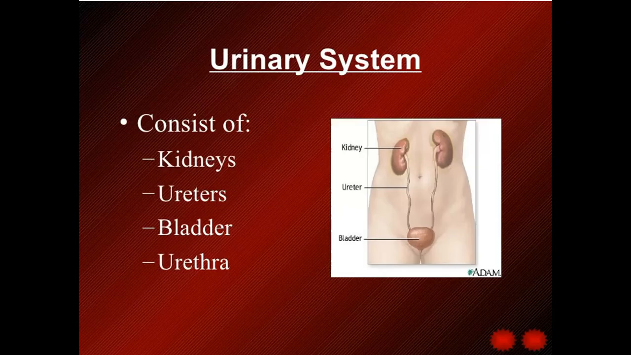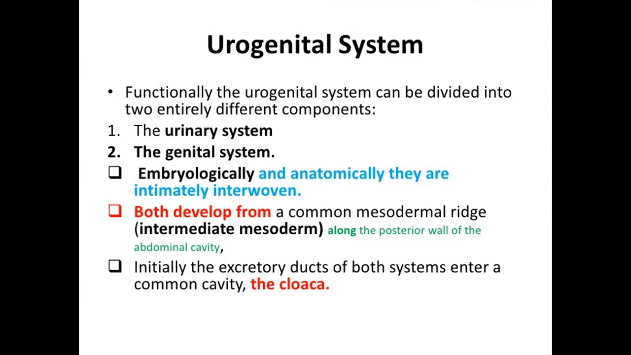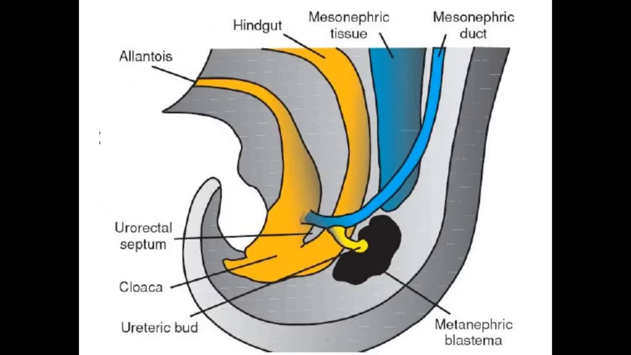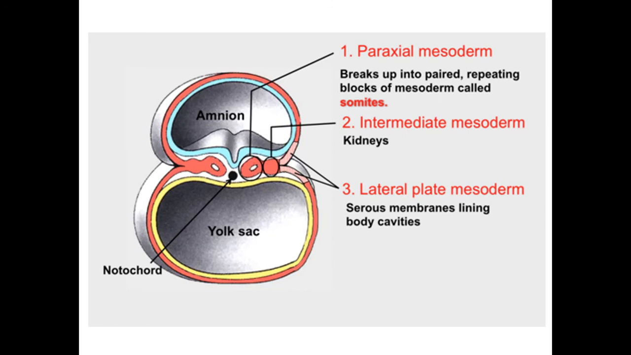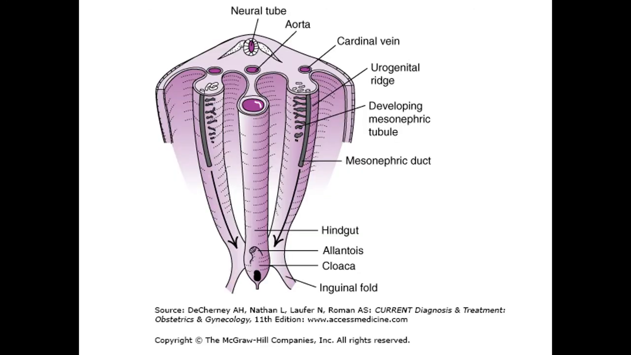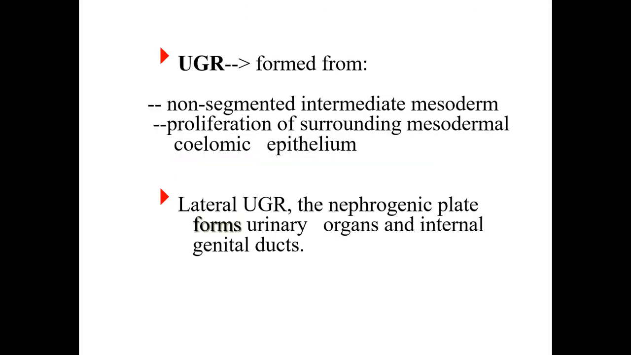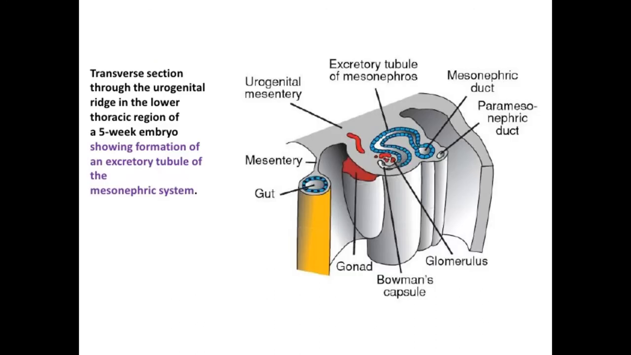So we have studied how the urogenital system is functionally, anatomically and embryologically interwoven. Here in the slide we see how both systems open together into the cloaca. We have seen that it develops from the urogenital ridge of the intermediate mesoderm, a longitudinal structure. The ventromedial part of this ridge forms the gonadal system, and the dorsolateral part forms the urinary system.